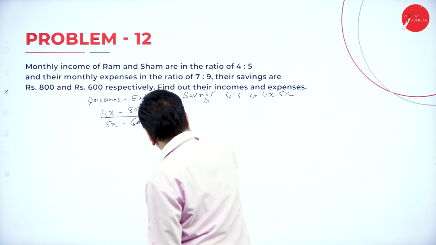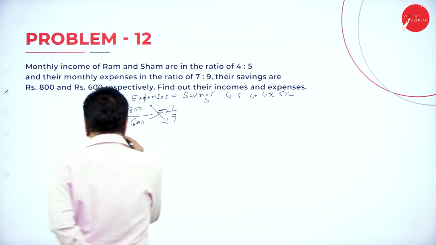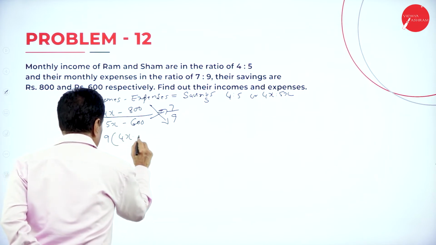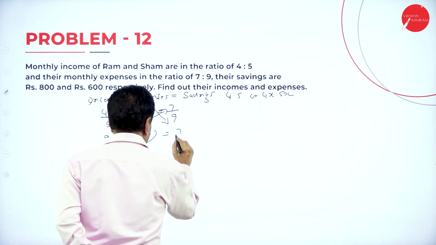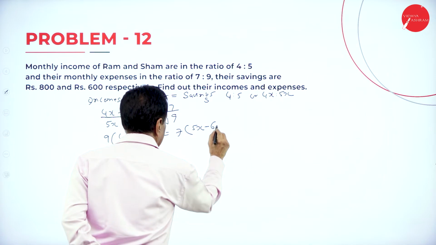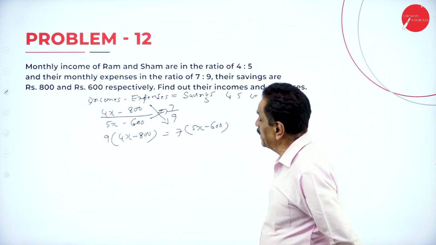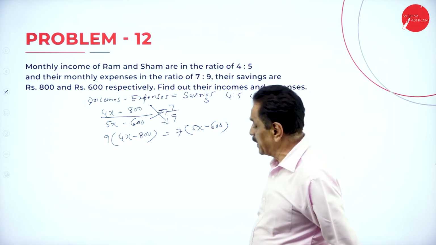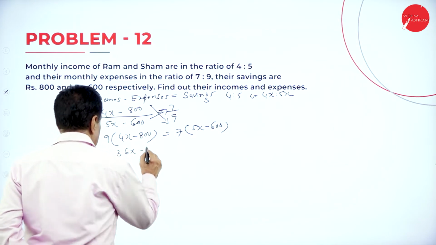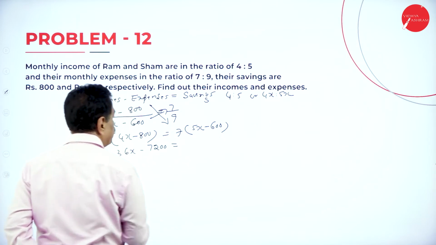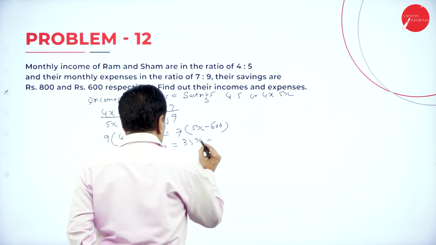By cross multiplying, we can have 9 into (4x minus 800) is equal to 7 into (5x minus 600). So what's the formula? Cross multiply. Multiply this: 36x minus 7,200 is equal to 35x minus 4,200.